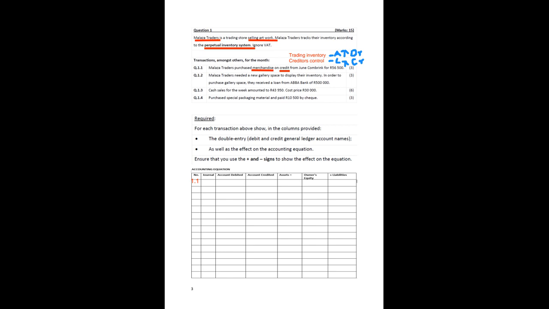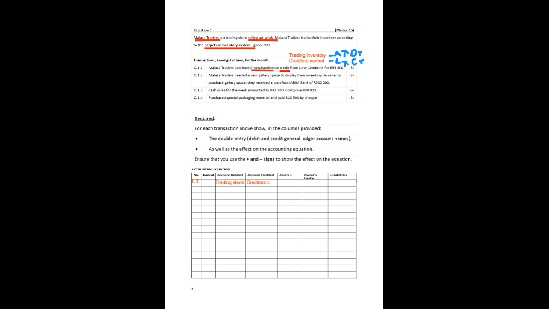So I'm just going to write trading stock or trading inventory. Trading stock, and obviously the other account will be creditors control. Because of space, guys, I'm just going to write creditors C. I think you'll understand what I mean there. I think it makes sense. Okay. Are you okay so far?